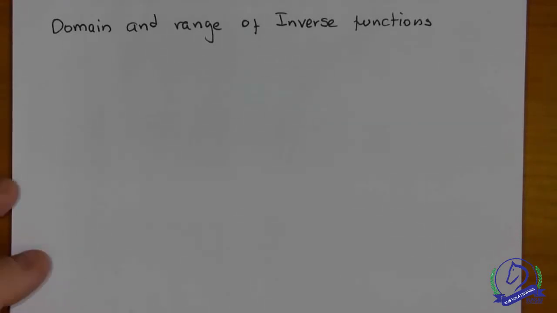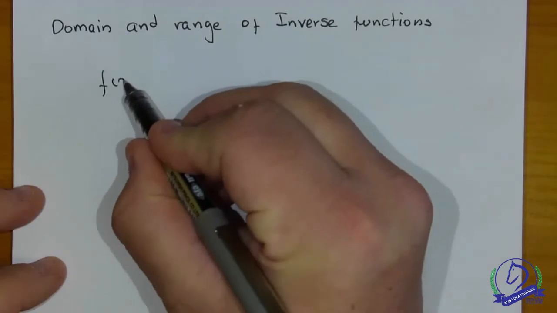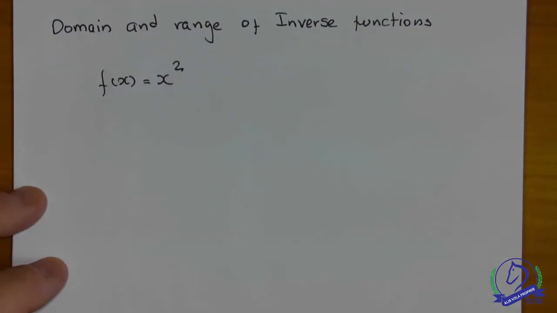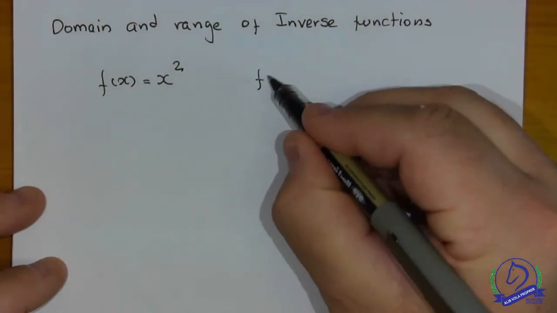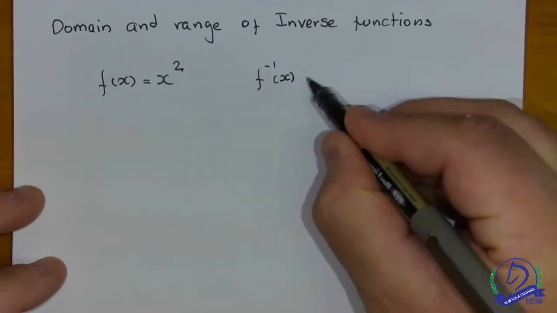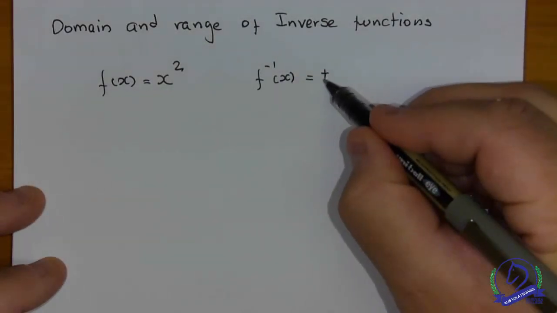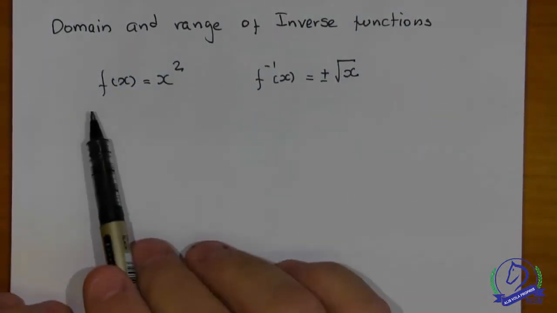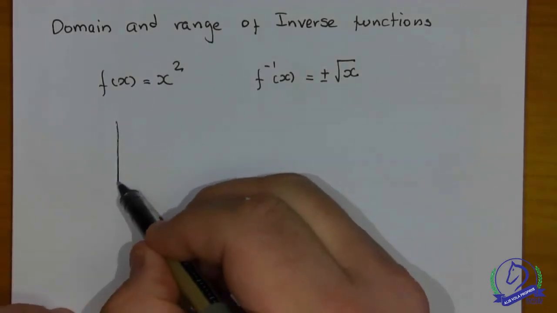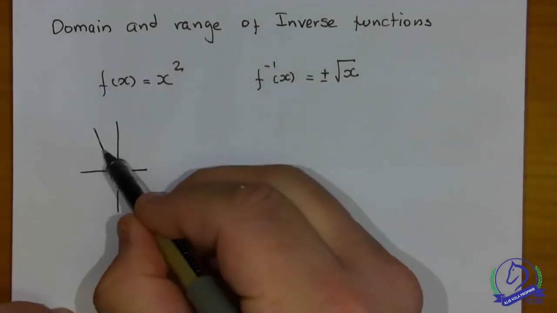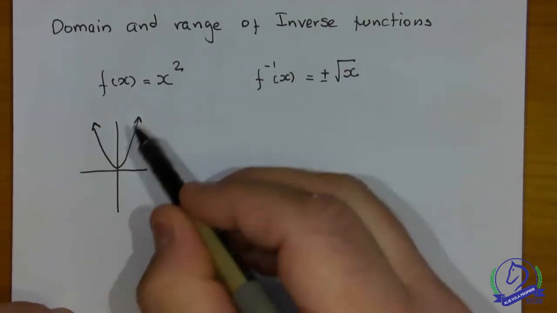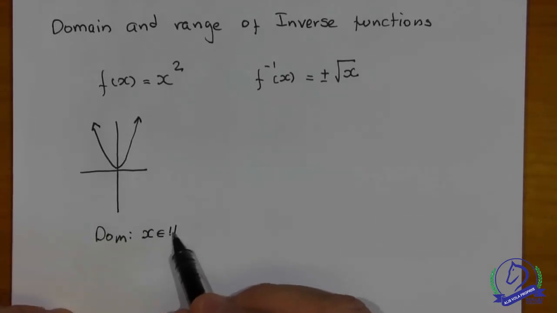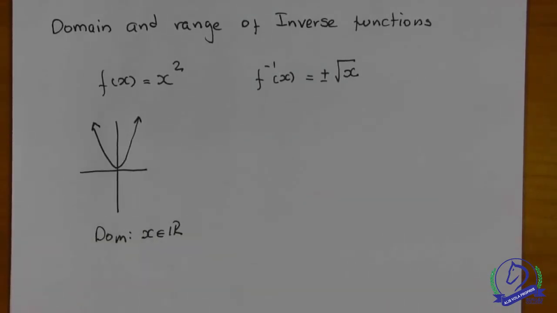So let's say, for interest's sake, I've got the function f of x equals x squared. The inverse of that function is going to be f minus 1 of x, and you can work it out using the method that I showed you before, equals plus minus the square root of x. Let's have a look at the domain of this function. Remember that this is your standard quadratic function or parabola as we know it. The domain of this parabola is x is an element of the real numbers. So all real numbers are part of the solution.